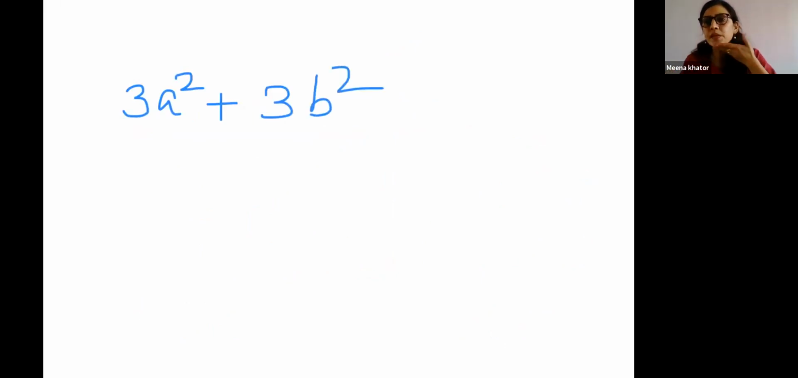Right. Now, if I write something as 3a square plus 3b square, right? This is equal to 2. Is this a linear equation?